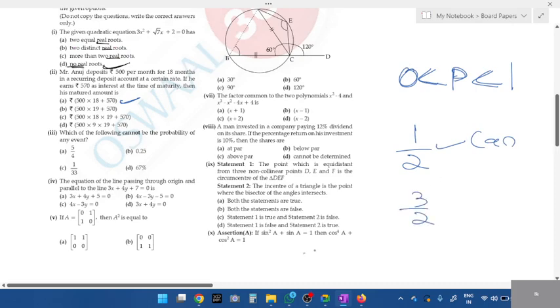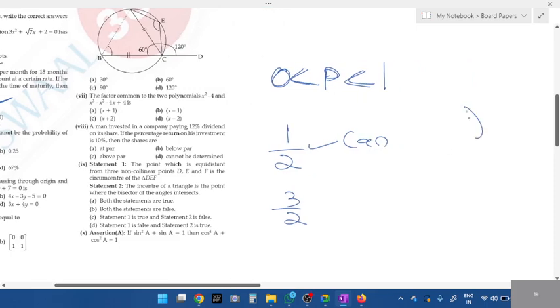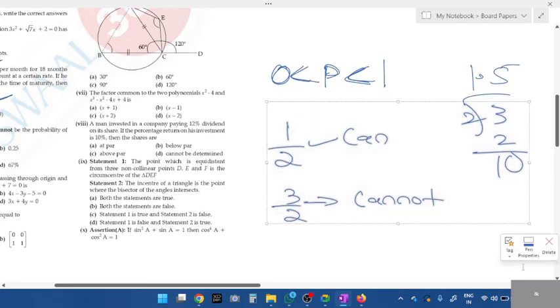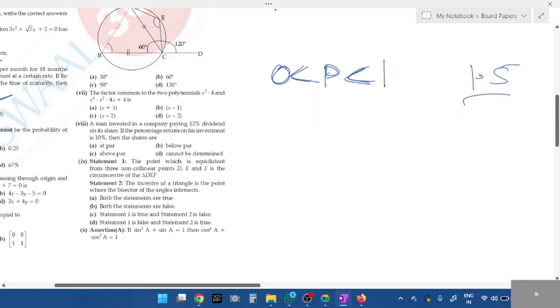What about 3 by 2, students? What's the value for 3 by 2? 1.5. Is it within 0 and 1 or more than 1? 3 by 2, it can be or cannot be? It cannot be. This is the concept. Make a note of this formula. Just one single formula is enough.